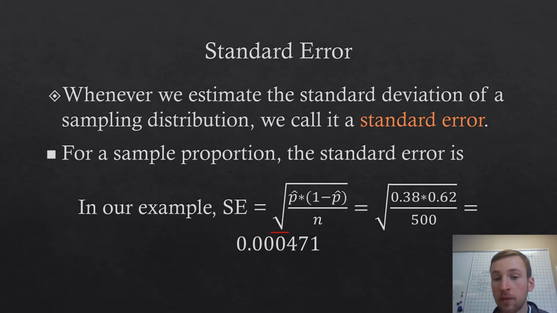From our sample, it is the square root of p hat times 1 minus p hat, divided by n. So p hat is just our sample proportion, which for us was 38%. 1 minus p hat, also known as q hat, is 0.62 in this case, since 100% minus 38% is 62%. And then we just have to divide by n, which is our sample size, and for our purpose it was 500. So for this specific example, we would get a standard error of 0.000471.